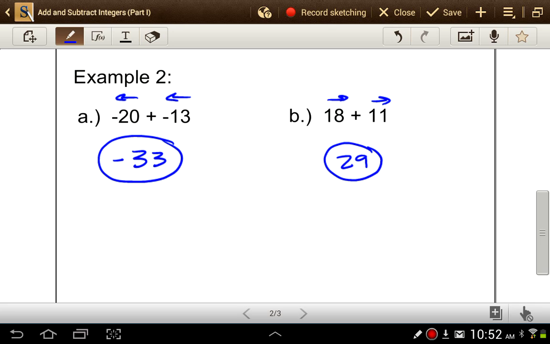Okay? Again, these arrows I have above the numbers are great helpful hints. I would be doing that on your problems until you get really good at these, just to help you. Okay? If you need to pause, go ahead. Otherwise, I am moving on to the next examples.